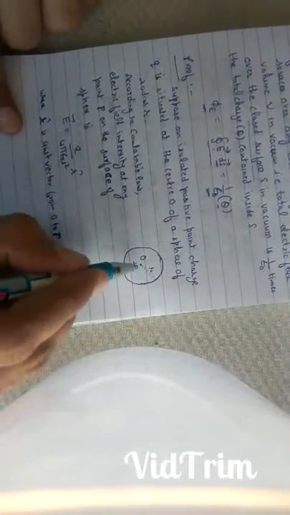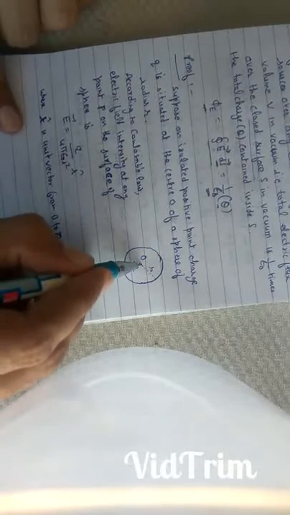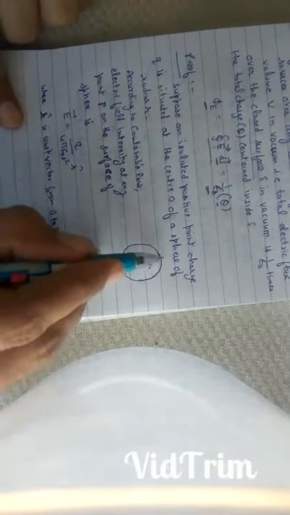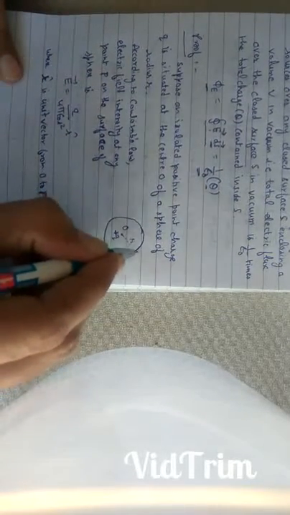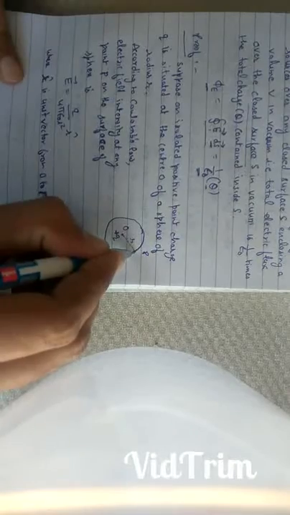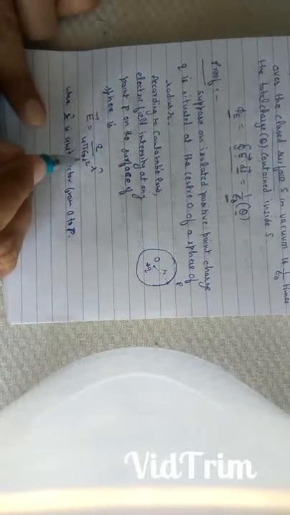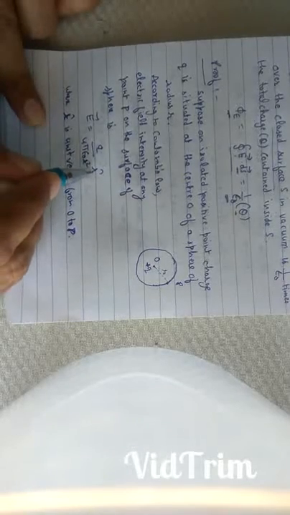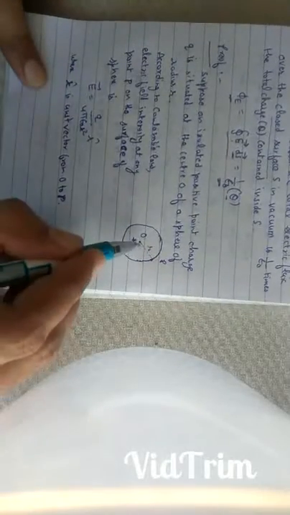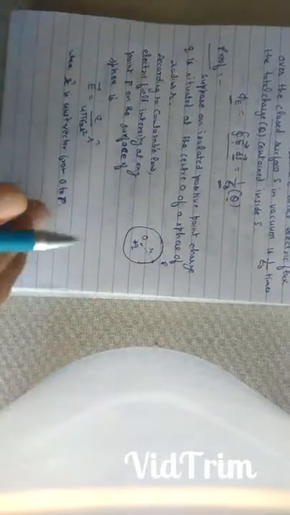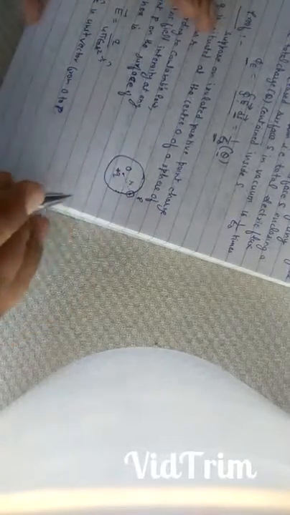Let us suppose that an isolated positive point charge plus Q is held at the center O of a sphere of radius r. According to Coulomb's law, electric field intensity at a point P on the surface of the sphere is E is equal to Q upon 4 pi epsilon naught r square r cap. R cap is a unit vector directed from O to P.